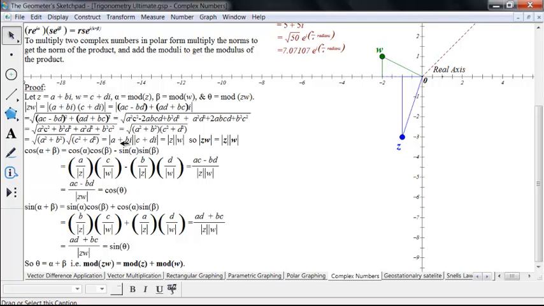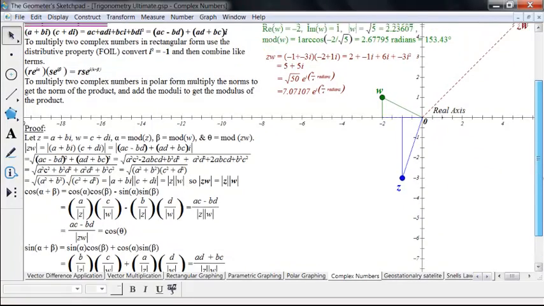Of course, the square root of a product is the product of the square roots, so that's the square root of a squared plus b squared times the square root of c squared plus d squared. And that is just the absolute value of a plus bi and the absolute value of c plus di, which is the absolute value of z and the absolute value of w, multiplied together. So the norm of a product is the product of the norms, or the absolute values.